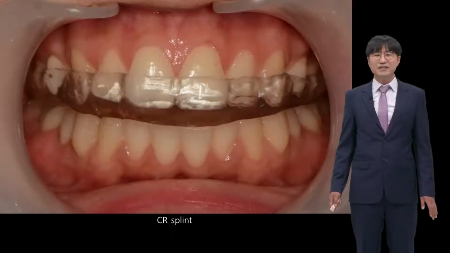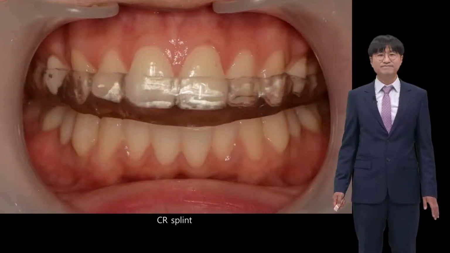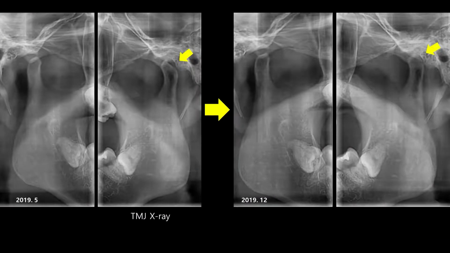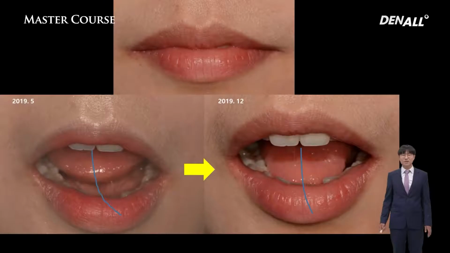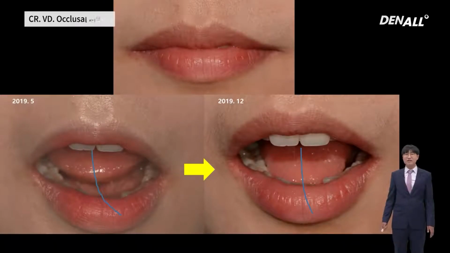A CR splint is mounted. Splint mounting and continuous occlusal adjustments were performed. After 7 months, TMJ X-ray was taken. The left side is magnified. The left deviation is not completely resolved, but it is improved. The patient was relieved from acute pain.